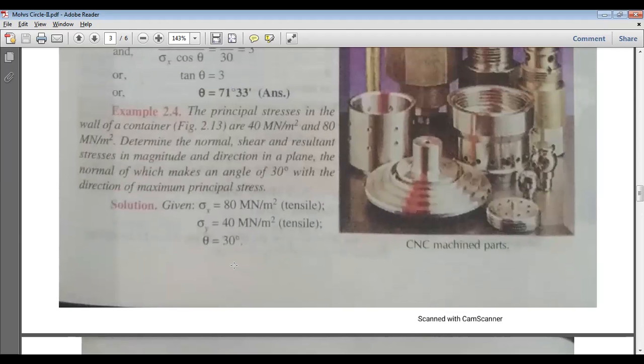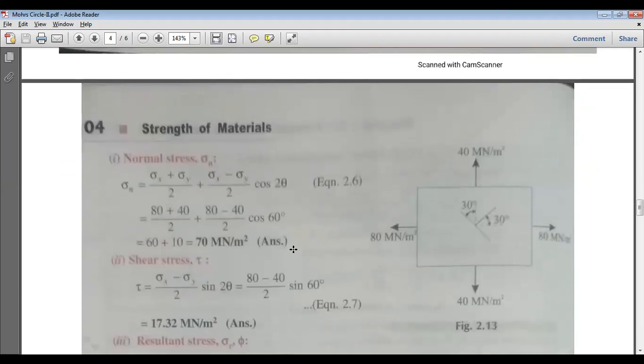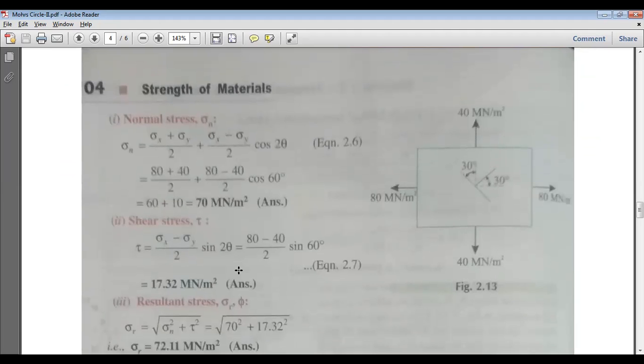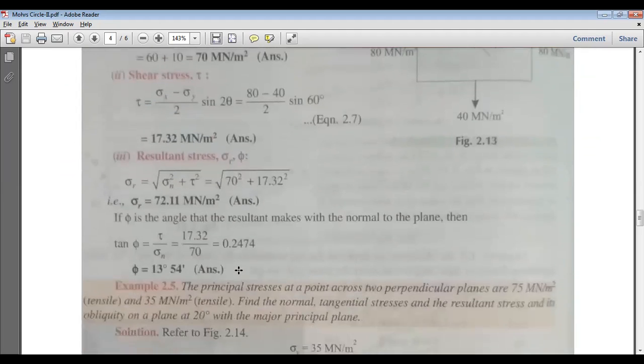The angle theta of the normal of the plane is given as 30 degrees. Resolving the forces along the plane and perpendicular to the plane will give us the resultant normal stress, shear stress, and resultant stresses.